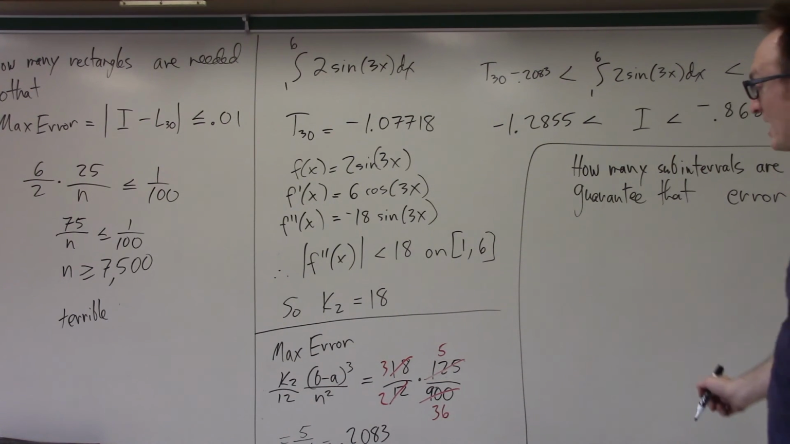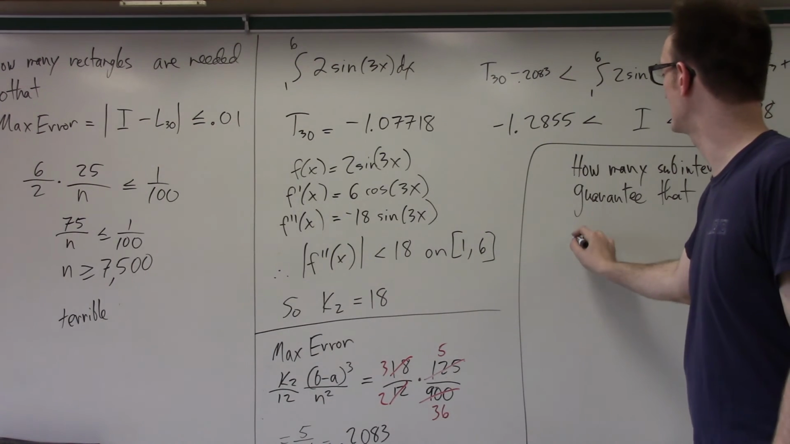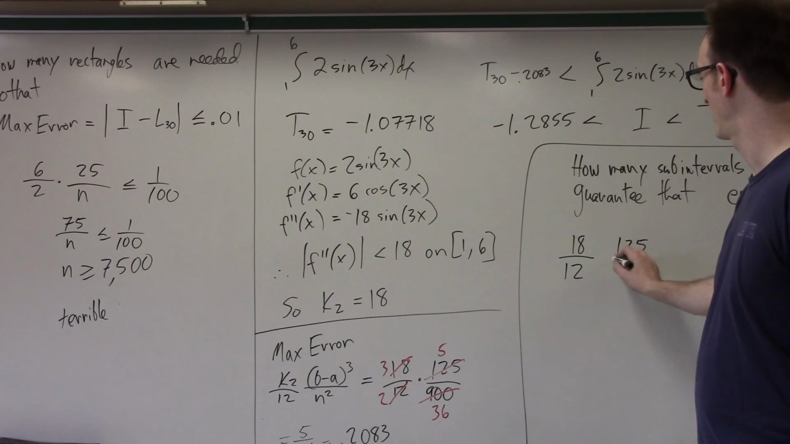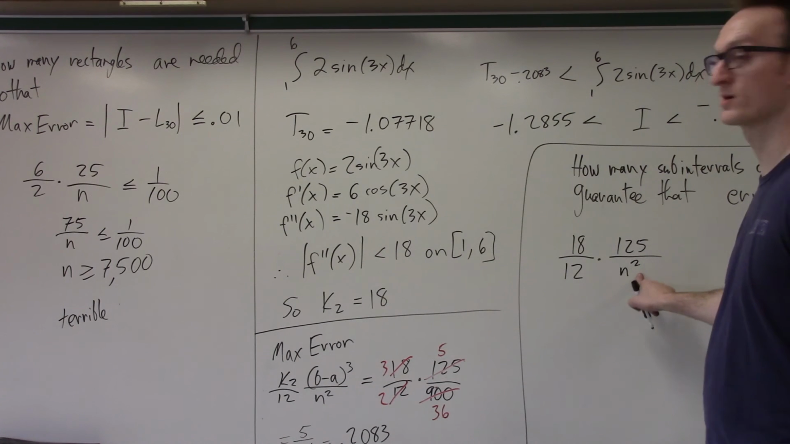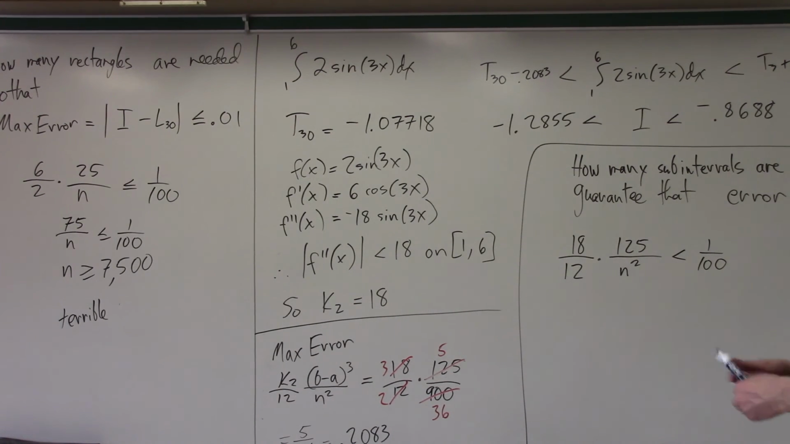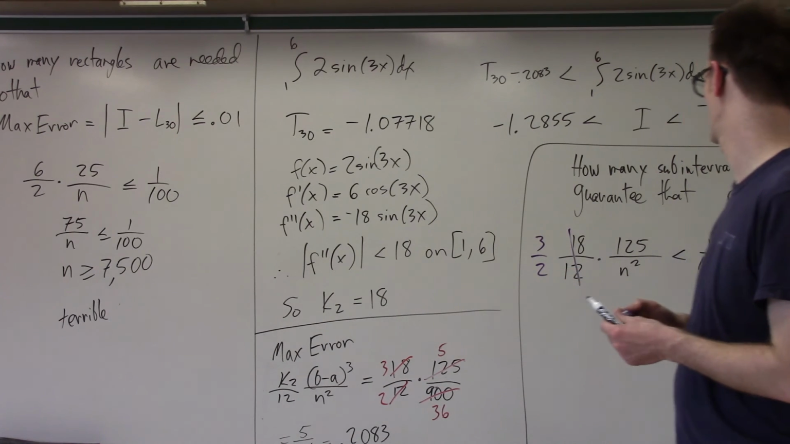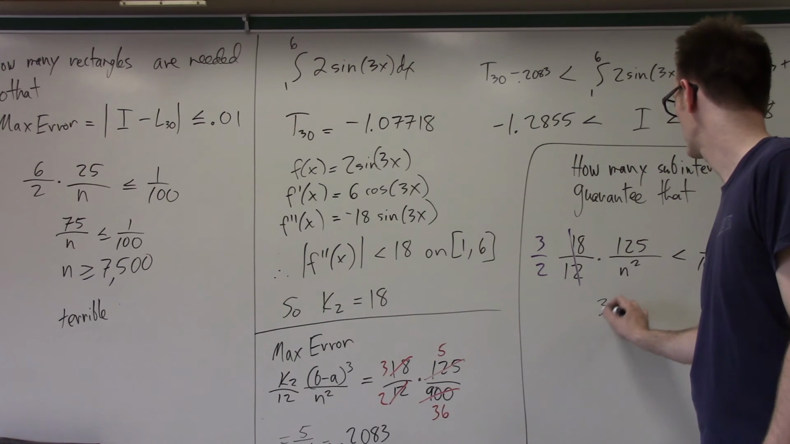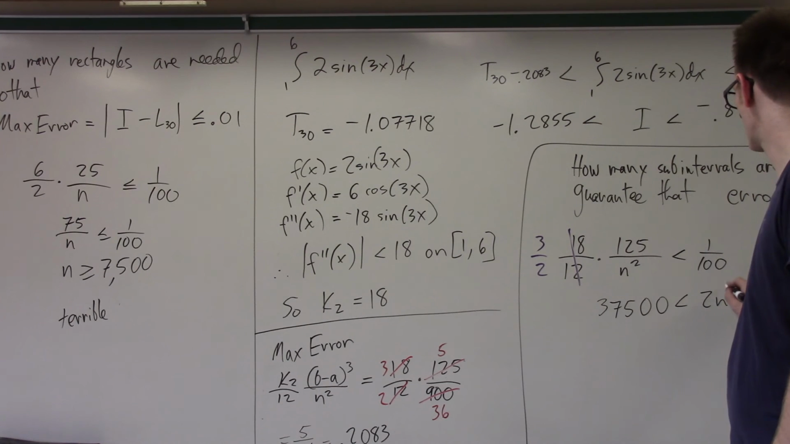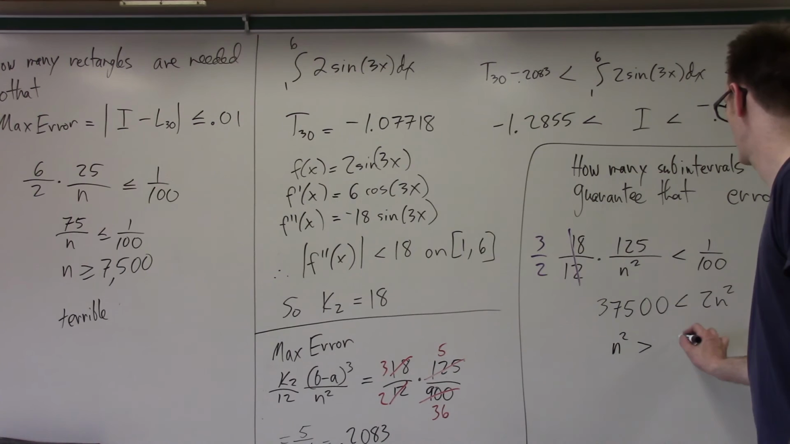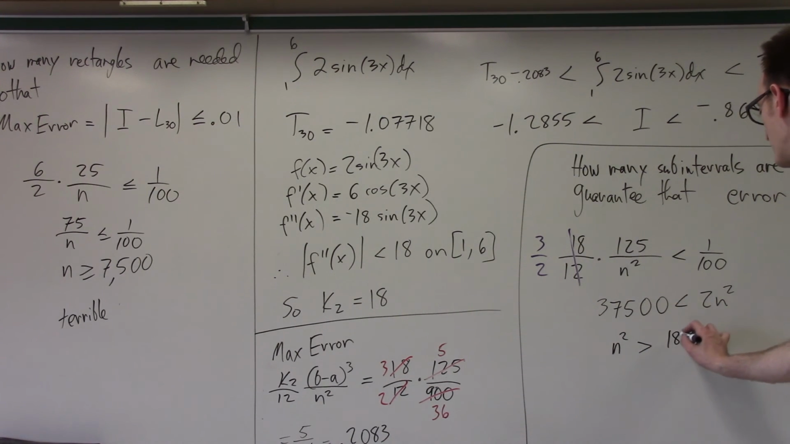Okay, well now, what do we do? So K2 is 18. There's a 12 down here. B minus A is still 125. But now we have n squared, and I want to know when that is less than 1 over 100. Now I just solve this inequality. So I'll cross multiply. What is that? 375, 0, 0, so less than 2n squared. Did I do that right? Yeah. So n squared has to be greater than 187,500.